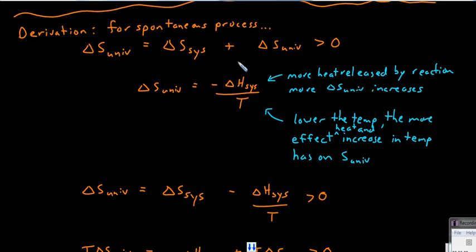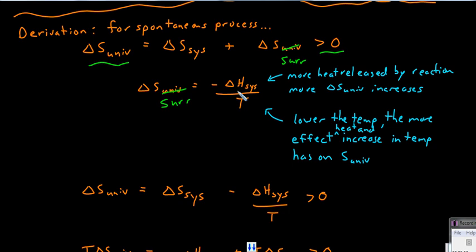So we know that for a spontaneous process, the entropy of the universe must increase. It must have a change which is greater than 0. And we know that this entropy of the universe is equal to the entropy of the system plus the surroundings. Excuse me, this is surroundings. Now, the entropy of the surroundings is actually equal to negative delta H of the system over the temperature.